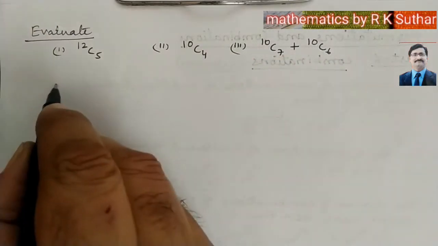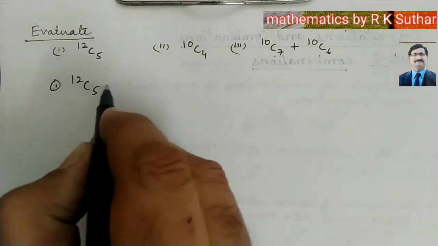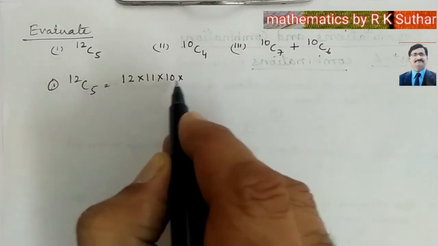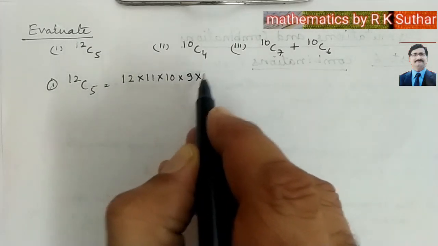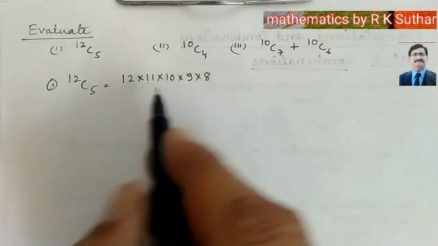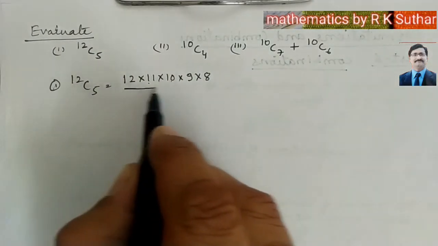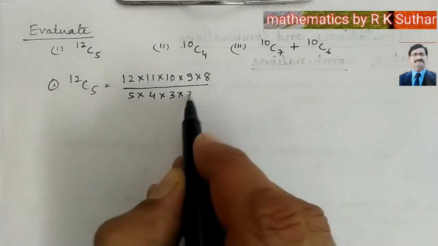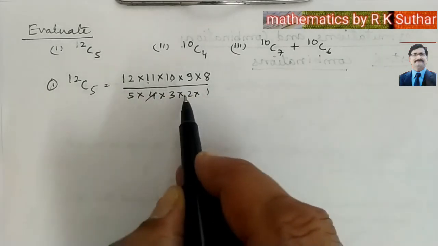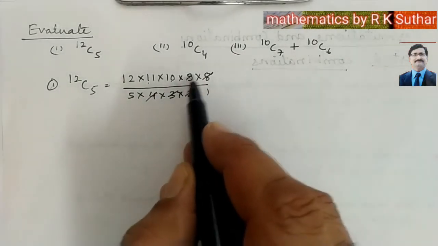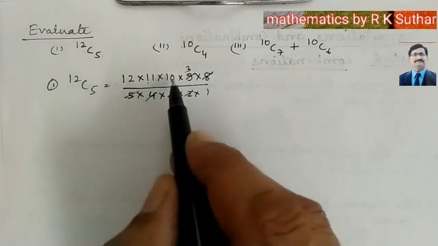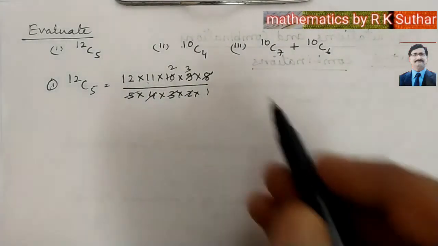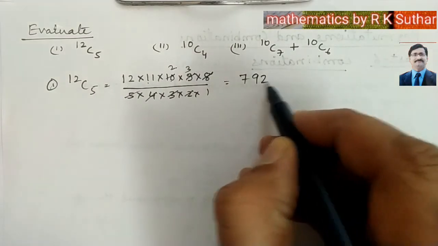Look here, first question we do here. 12C5 we can write as 12 into 11 into 10 into 9 into 8, five terms written in decreasing order, upon 5 into 4 into 3 into 2 into 1. Okay, 4 twos are 8, so we can cancel the 8; 3 threes are 9, we can cancel these; and 5 twos are 10, we can cancel these. Now we multiply these three, and we get 792.